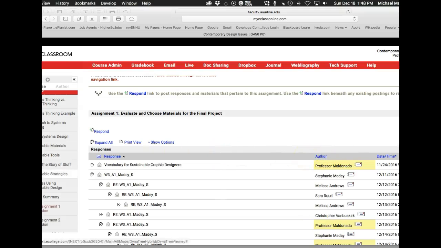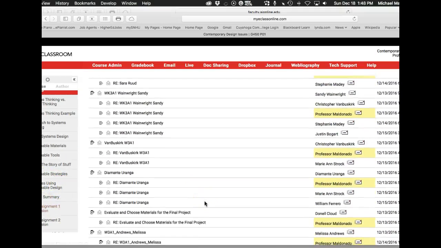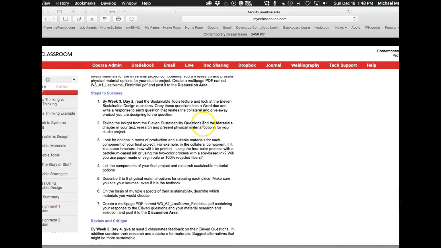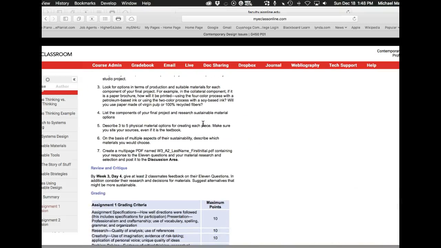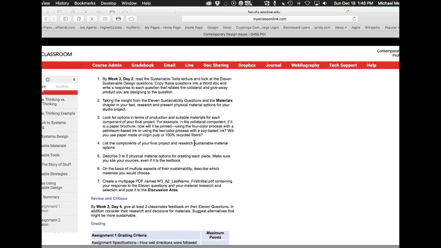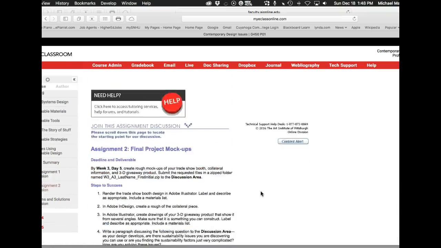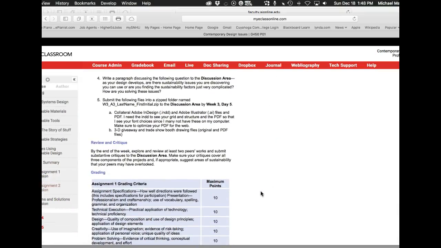So the one thing I wanted to mention about week 3, assignment 1 was materials. And again, I'm going to talk about materials quite a bit. Let's go ahead and move on to week 3, assignment 2. And I think this is really where a lot of students fell short.